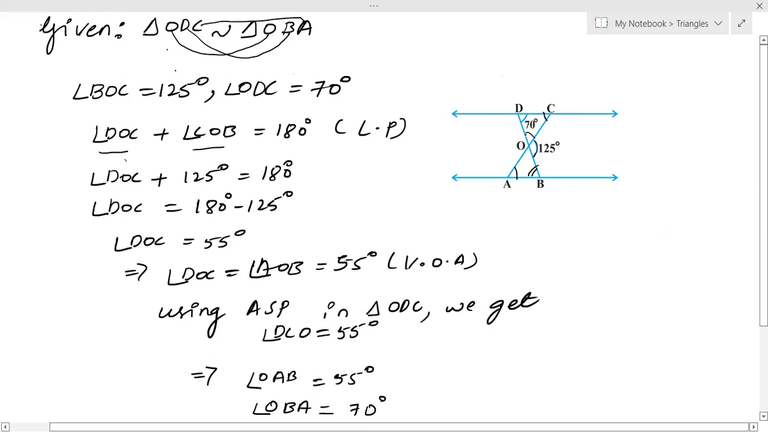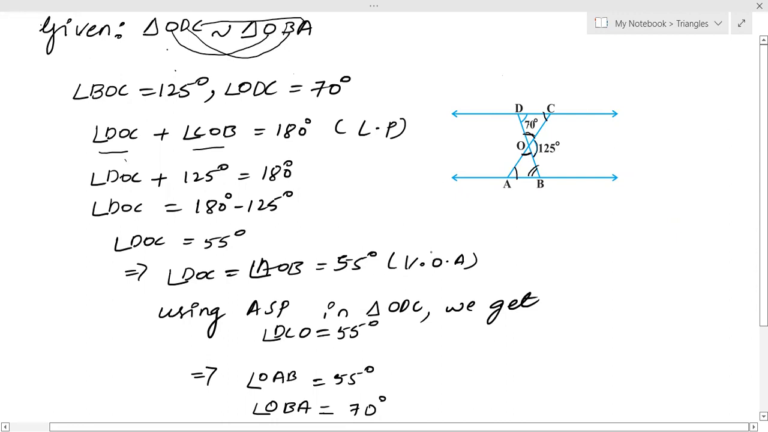So this angle here is 55 degrees. If this angle is 55, the below one will also be 55 because they are vertically opposite angles. So that's what we have written. DOC is equal to AOB because they are vertically opposite angles.